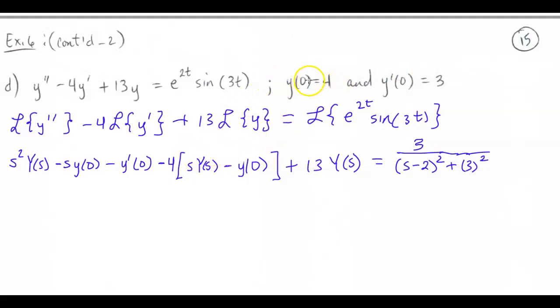So now we use our initial conditions. So our y of 0 is 4, and y prime of 0 is 3. And so from here, we just simplify and then collect, try to solve for big Y of s. So again, I'm just distributing everything through here.